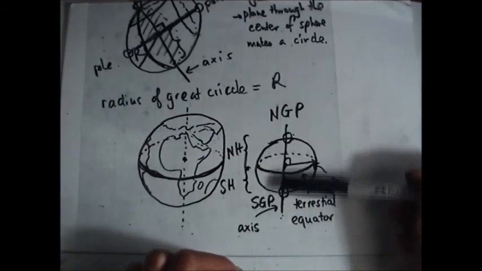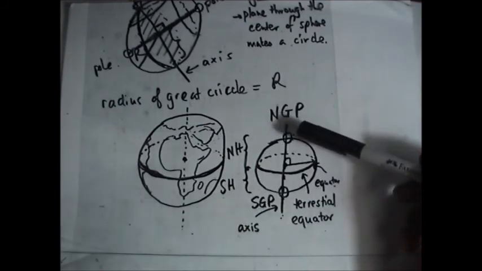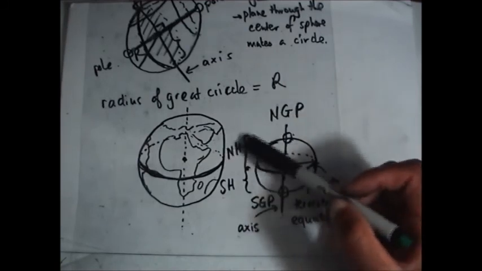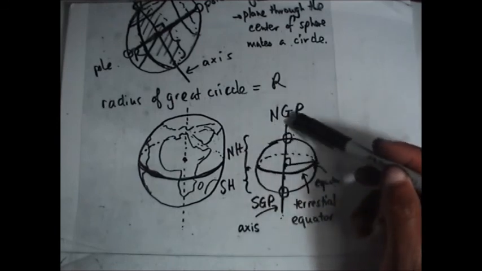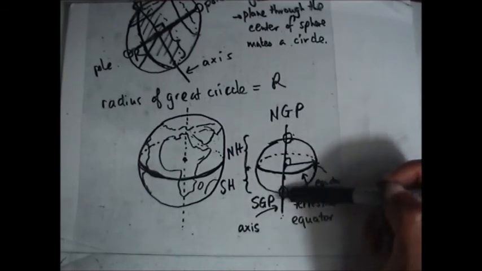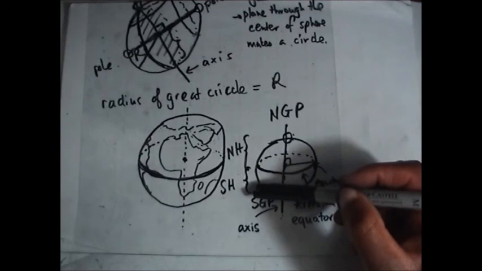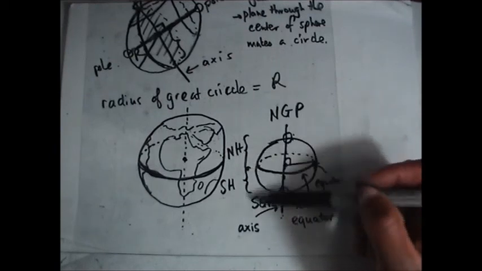So these are the 2 poles that we have on Earth, and they were given names due to their location. This one is located in the northern hemisphere, so it's called the north geographical pole. This one is located in the southern hemisphere, so it's called the south geographical pole.